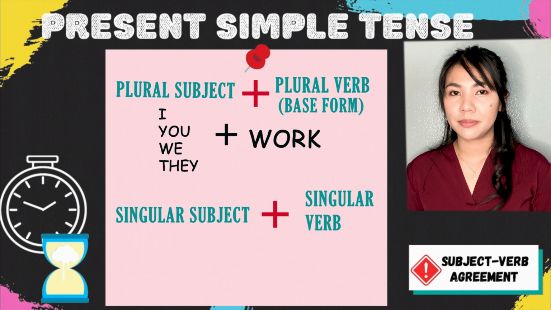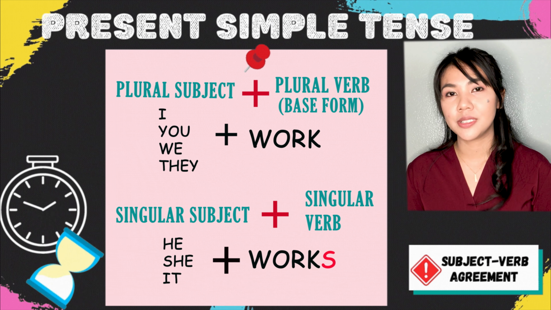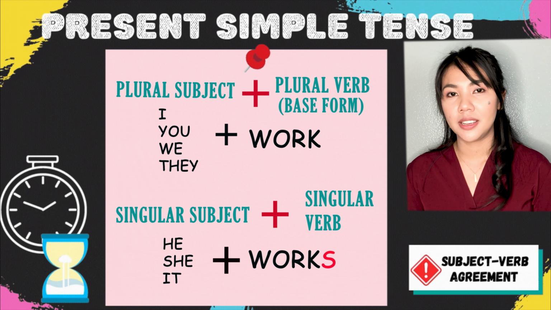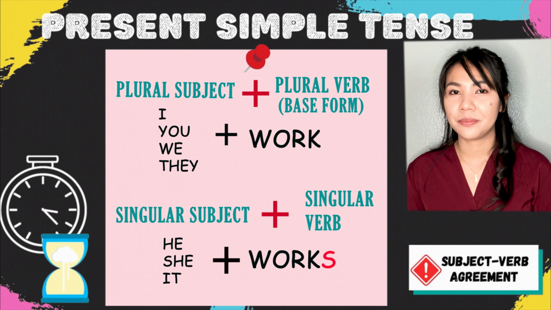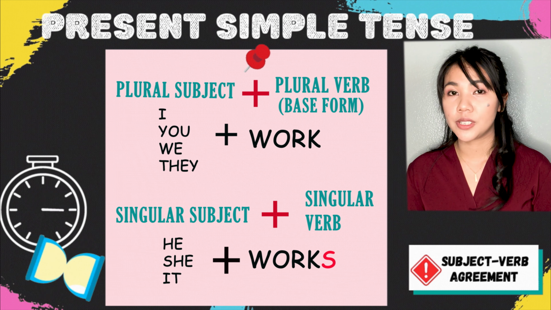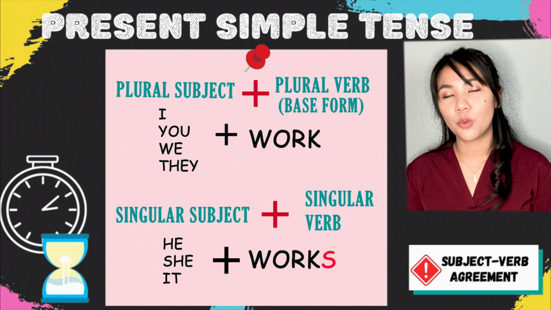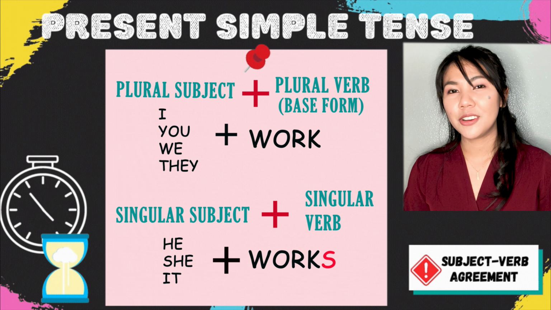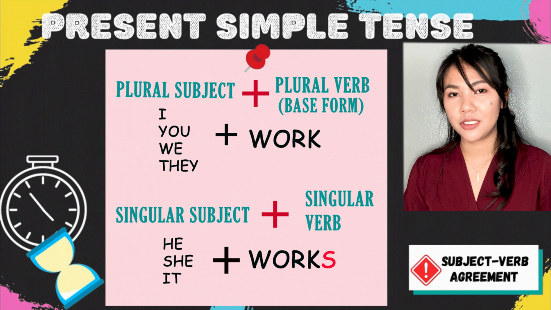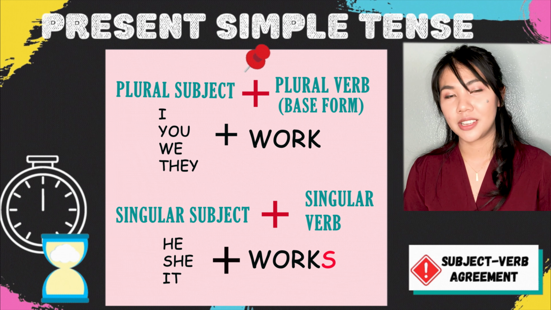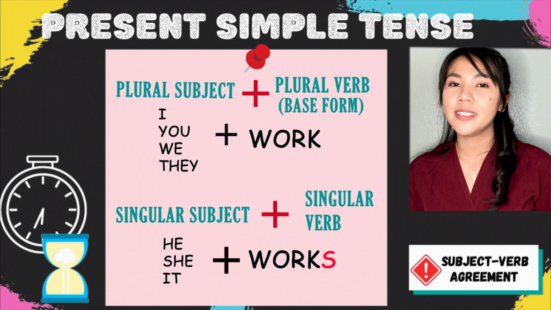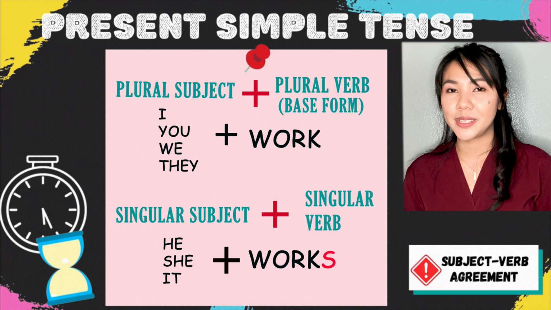Singular subject plus singular verb. Pronouns he, she, and it use the same rule. Repeat after me. He works. She works. It works. See how the verb work changes in the singular sentence? But don't worry about that yet. We're gonna come back to that later. But for now, let's look at when to use the present simple tense.